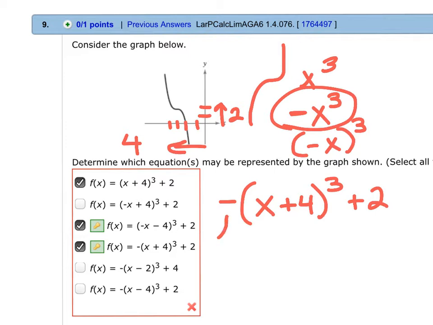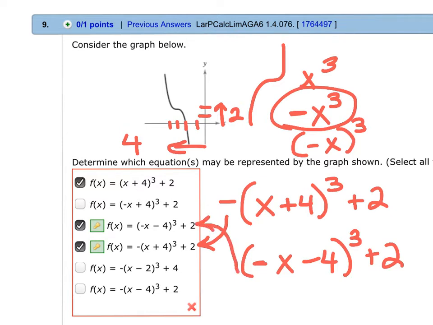That's this one. And then remember that if the negative is on the inside, it changes the shift, right? It puts it over the y-axis. So if I put the negative on the inside with the x, instead of a plus 4, I want it to be a what? A minus 4. And that's where the other one comes into play, which is here, okay? And then this one doesn't work.